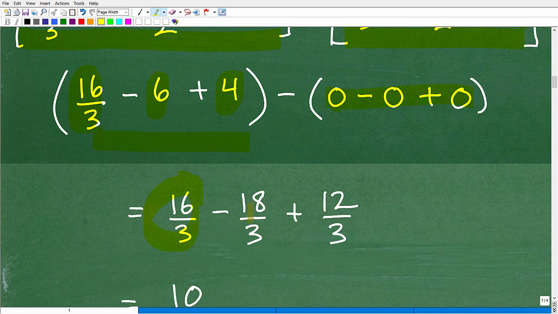Okay, so 16 thirds, 6 is the same thing as 18 thirds, 4 is the same thing as 12 thirds. I know that all of you are excellent in your fractions.